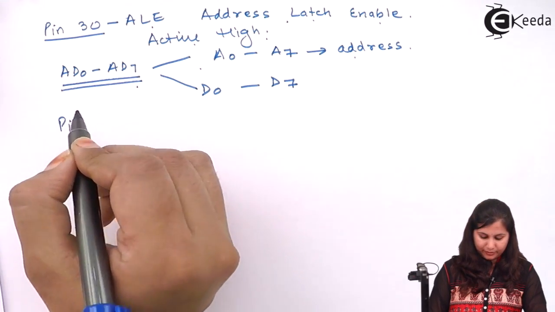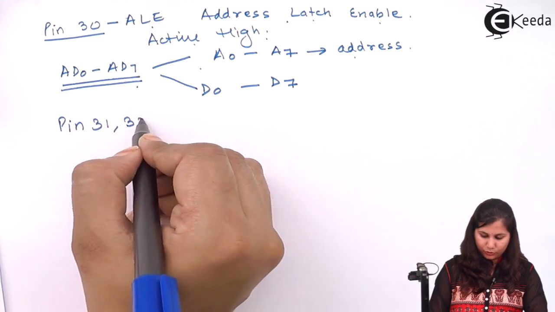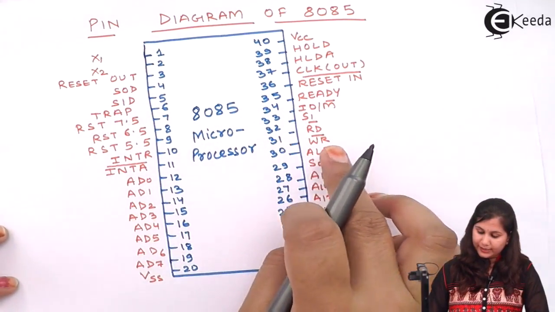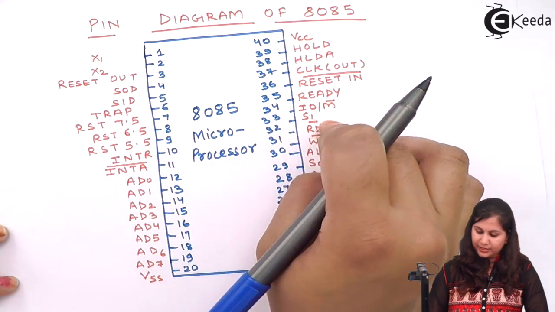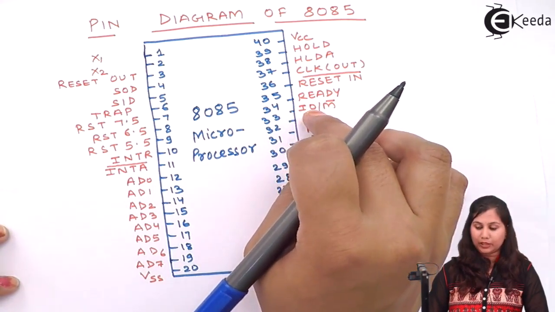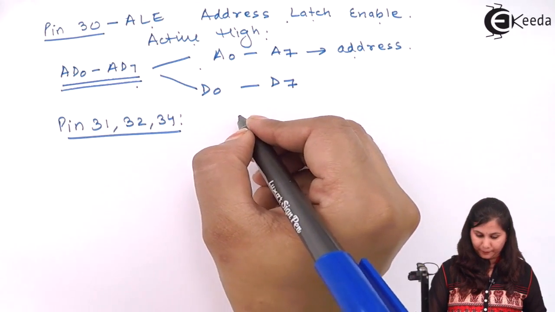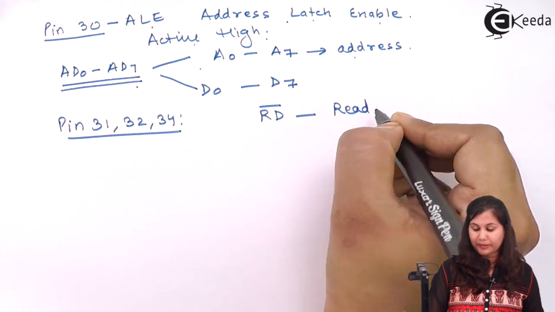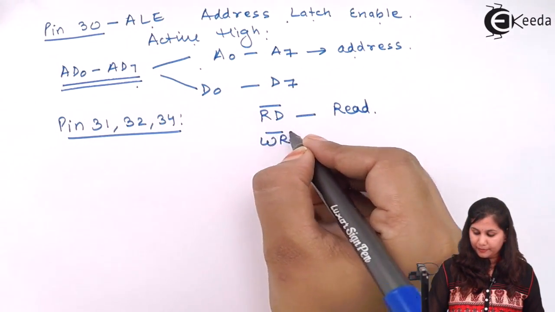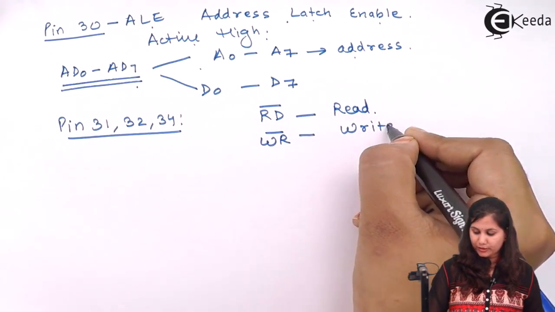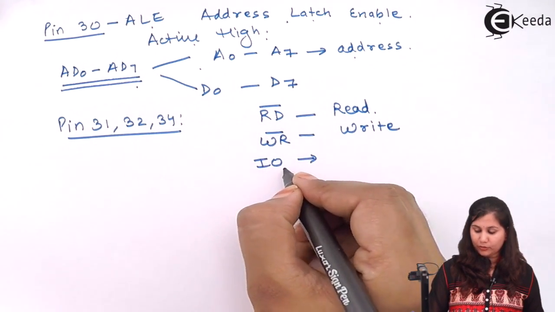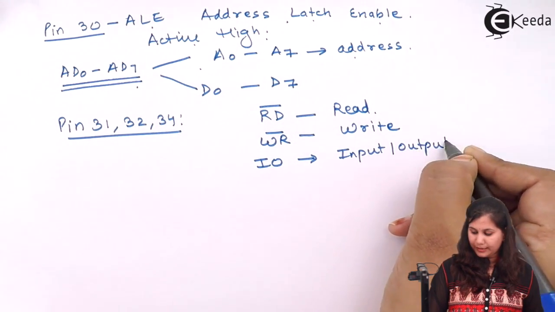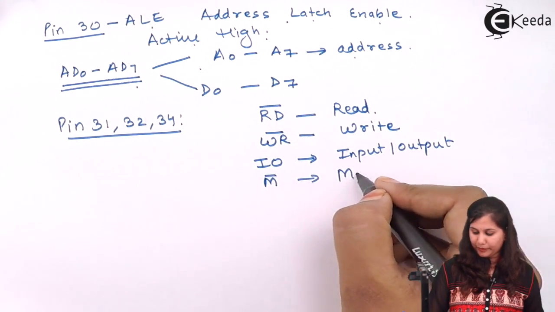Then we have pin number 31, 32 and 34. Pin number 31 is write, 32 is read, and 34 is input output and memory operation. RD bar means that the microprocessor is performing the read operation. WR bar means it is performing the write operation, IO means it is an input output operation, and M bar means it is a memory operation.